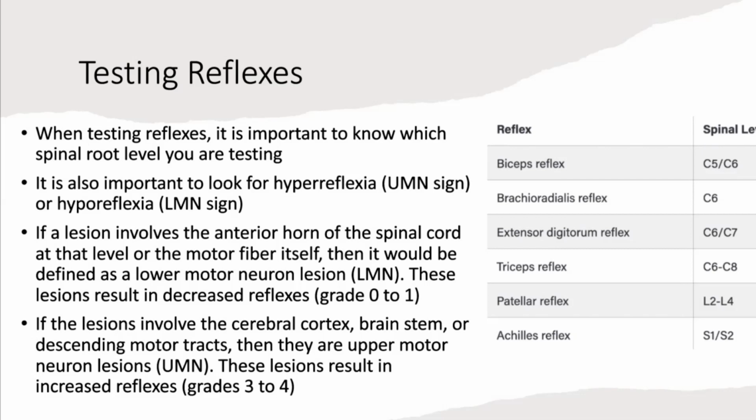And if a lesion involves the anterior horn of the spinal cord, or it's at the level of the motor fiber itself, then it would be defined as a lower motor neuron lesion, which is LMN. And these lesions result in a decreased reflex, so it would be graded from 0 to 1. And if a lesion involves the cerebral cortex, the brainstem, or the descending motor tracts, they are considered an upper motor neuron, which is UMN, and these lesions would result in an increased reflex graded from 3 to 4.